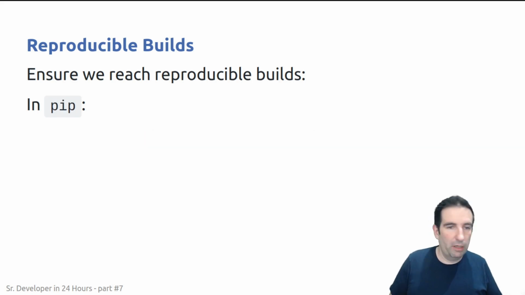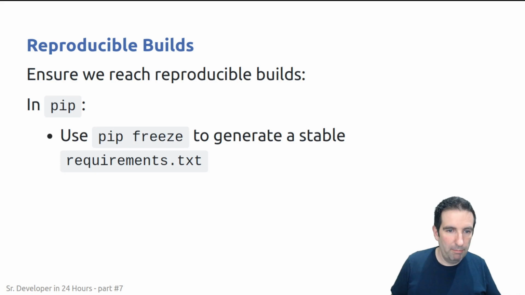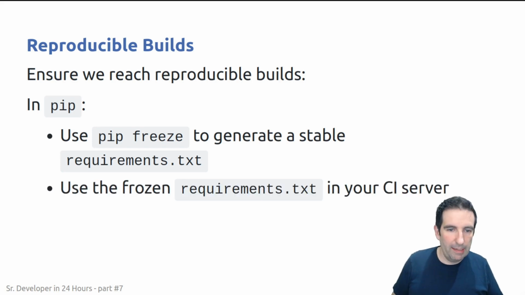If we're talking about Python, pip actually has the freeze command that is going to generate the stable requirements.txt, and we can use this requirements file in our CI server to make sure that we're using exactly the right versions.